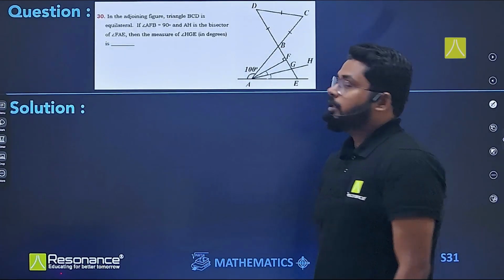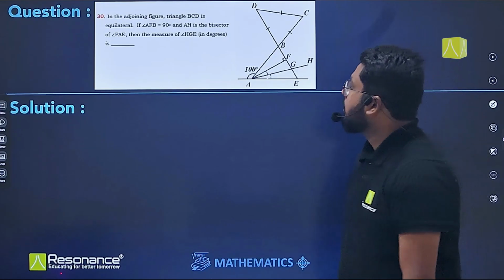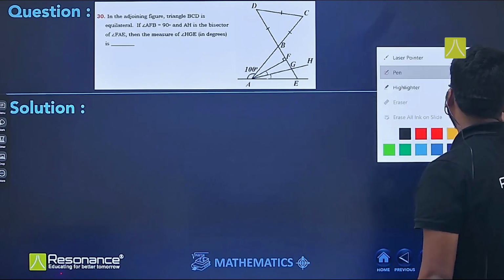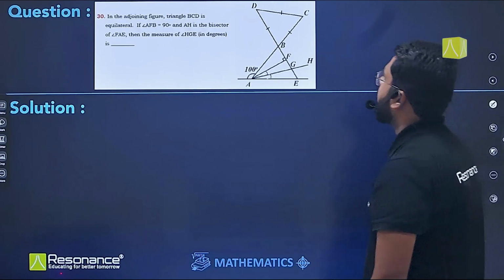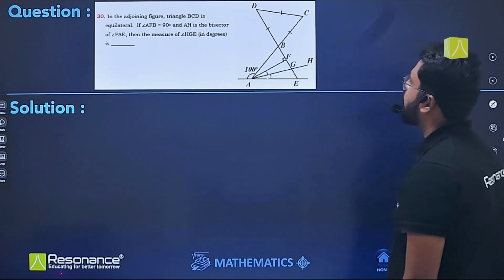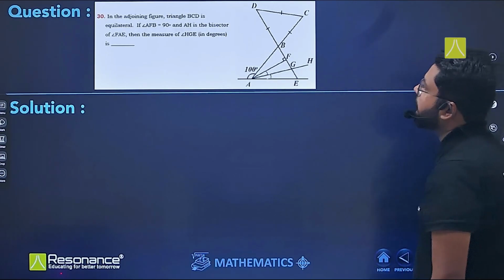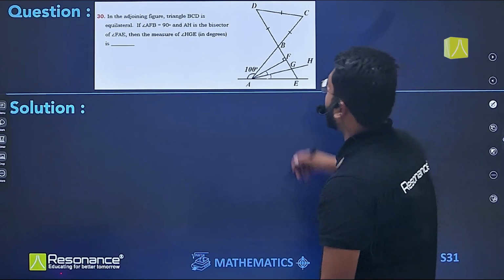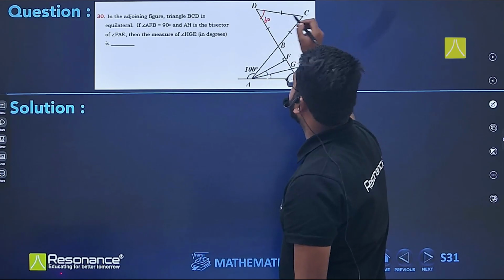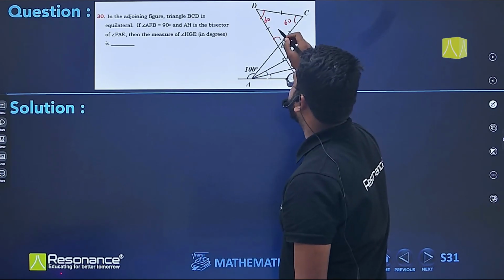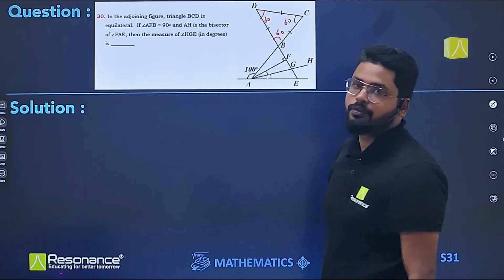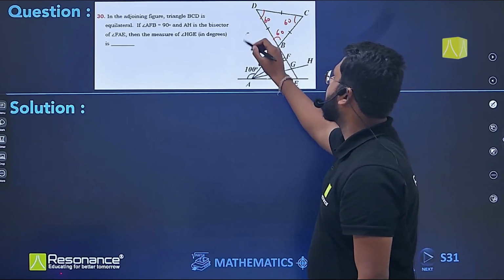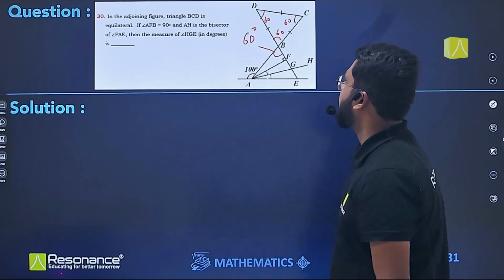Now the last question for the exam. In the adjoining figure, triangle BCD is an equilateral triangle. If angle AFB is 90 degrees and AH is the bisector of angle FAE, then what is the measure of angle HGE in degrees? Okay. So if BCD is an equilateral triangle, then this will be 60. This will be 60. And this is also 60. Okay, these 3 angles are of 60 degrees. By vertically opposite angle, this is also 60 degrees. By vertically opposite angle, this is 60.